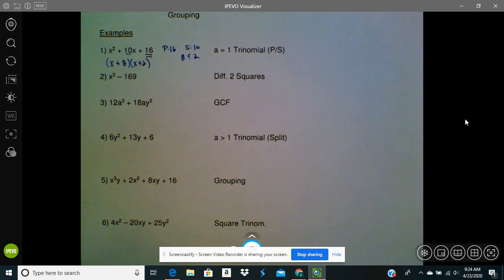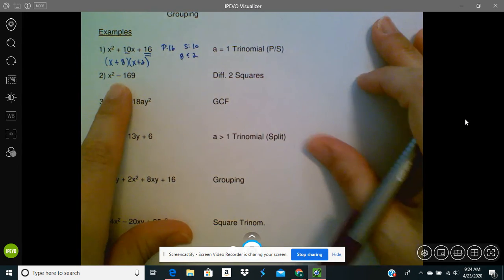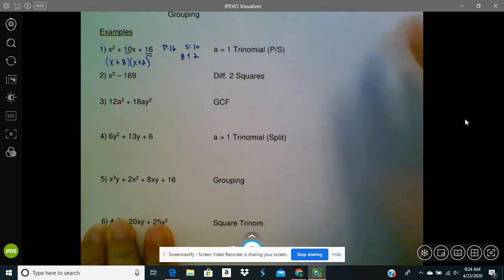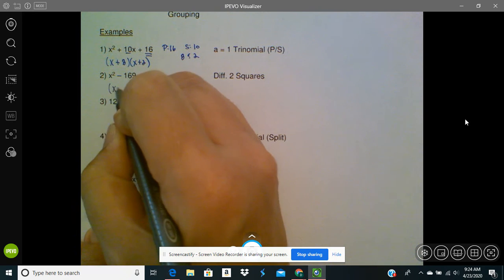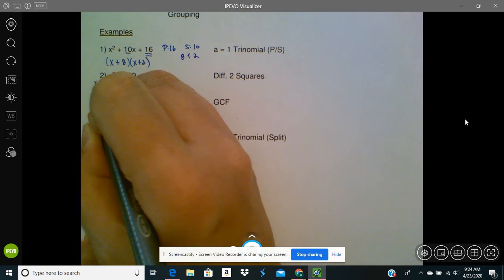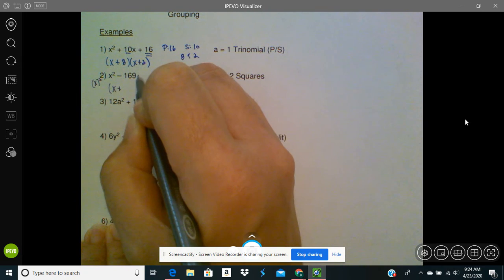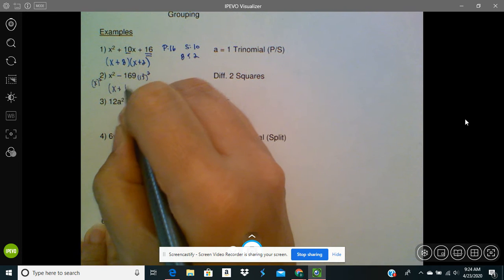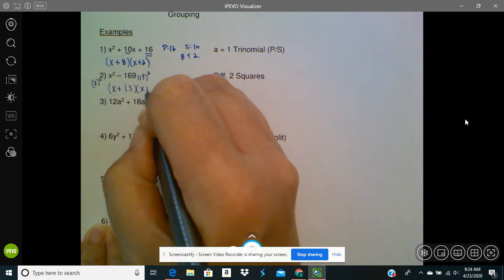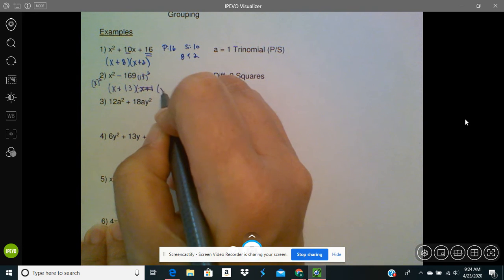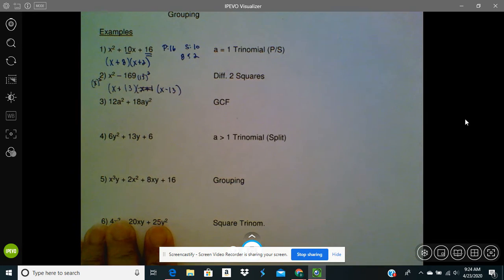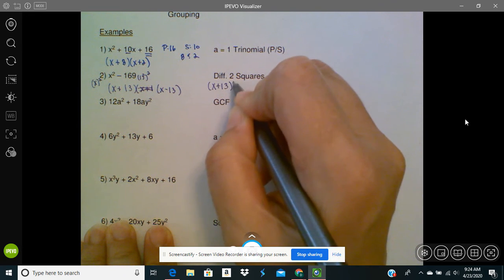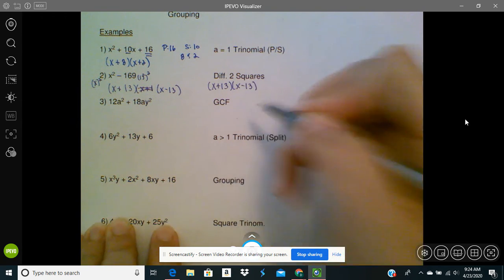Okay, look at number 2. I have 2 terms here. They're separated by subtraction, and they're both squares. So that means that we're going to look at the difference of squares. So this is x squared. This is 13 squared. So this factors to x plus 13. Oh, x minus 13. All right, so my final answer here. Oh, I'm sorry. x plus 13 times x minus 13.